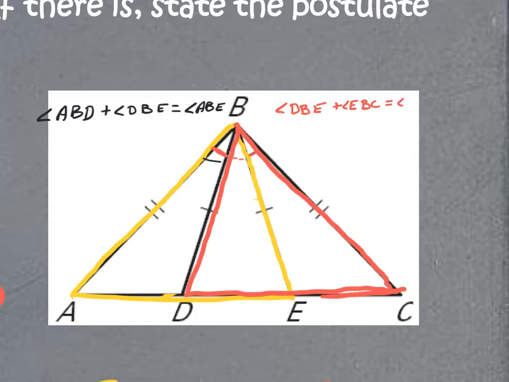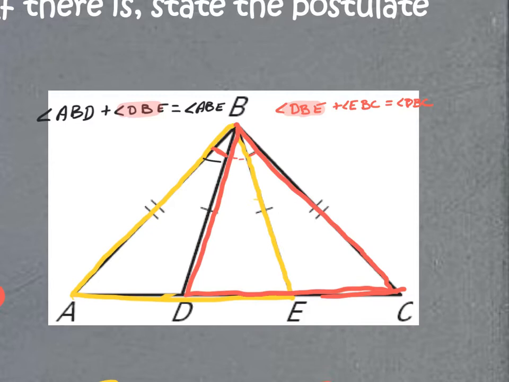equals DBC. So, notice that these two statements have something in common, don't they? What do they have in common? They both have a DBE. I'm going to do something real quick. I'm going to get DBE all by itself. I'm just going to do some subtraction from both sides.